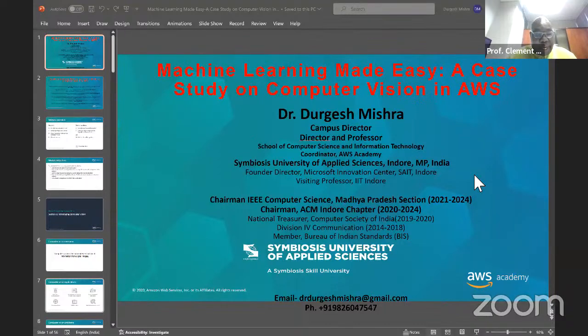Prof. Kumar Mishra received an MTech degree in computer science from DAVV Indore in 1994 and a PhD degree in computer engineering in 2008. Presently, he is working as the director and professor at SCSIT, Symbiosis University of Applied Sciences, Indore. He was founder director of the Microsoft Innovation Center at SAIT, Indore, India. He is associated with Namibia University of Science and Technology as a Program Advisory Committee member for the Doctor of Philosophy in Computer Science. He is ex-visiting faculty at IIT Indore.